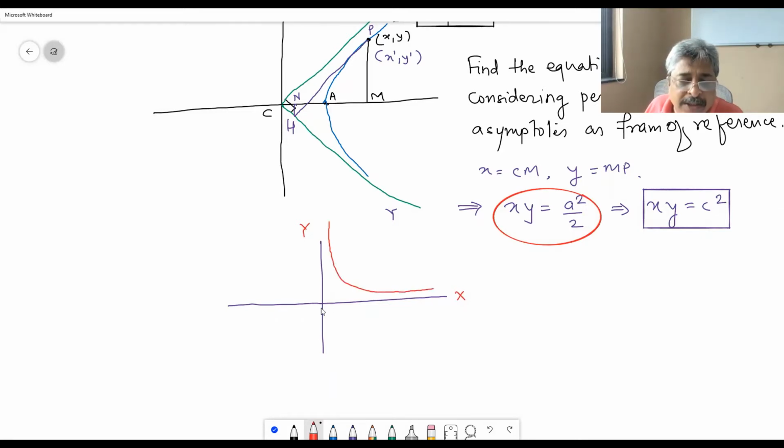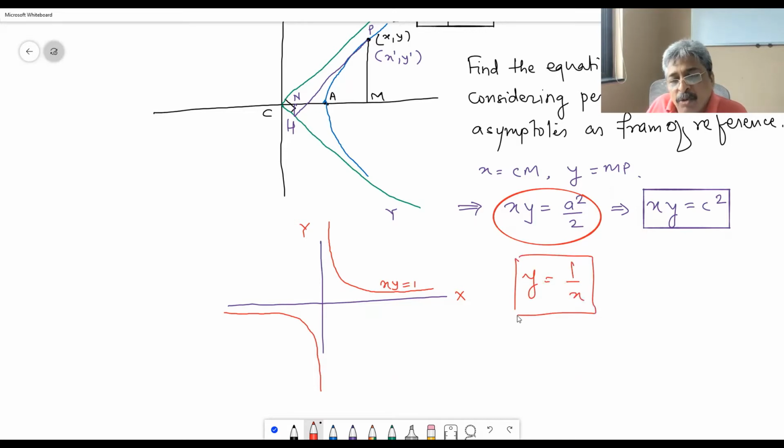It goes like this. In one of our 9th standard lecture notes, we have these diagrams made. So this is actually the hyperbola xy is equal to 1, or y is equal to 1 upon x. It is the rectangular hyperbola, and the constant is 1. So that completes the story.